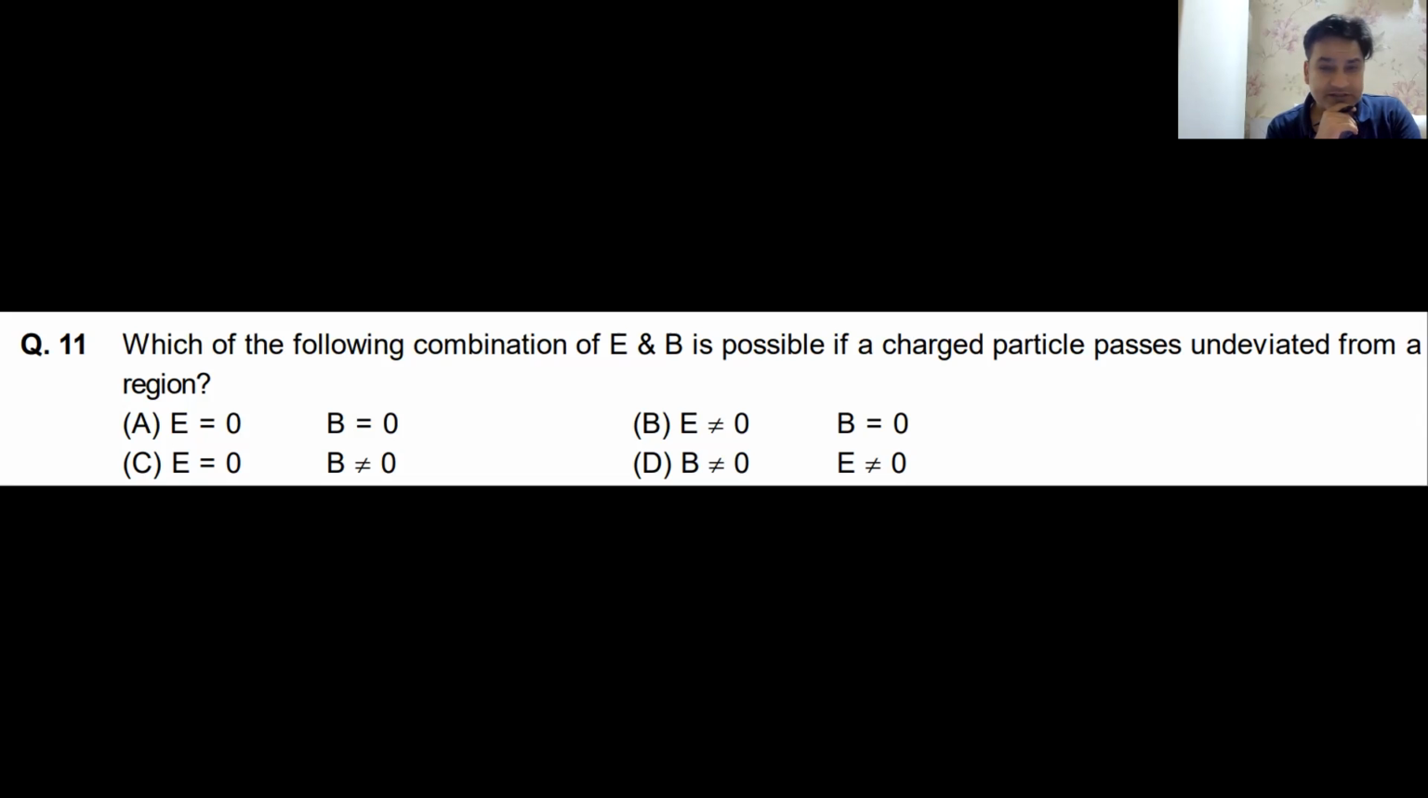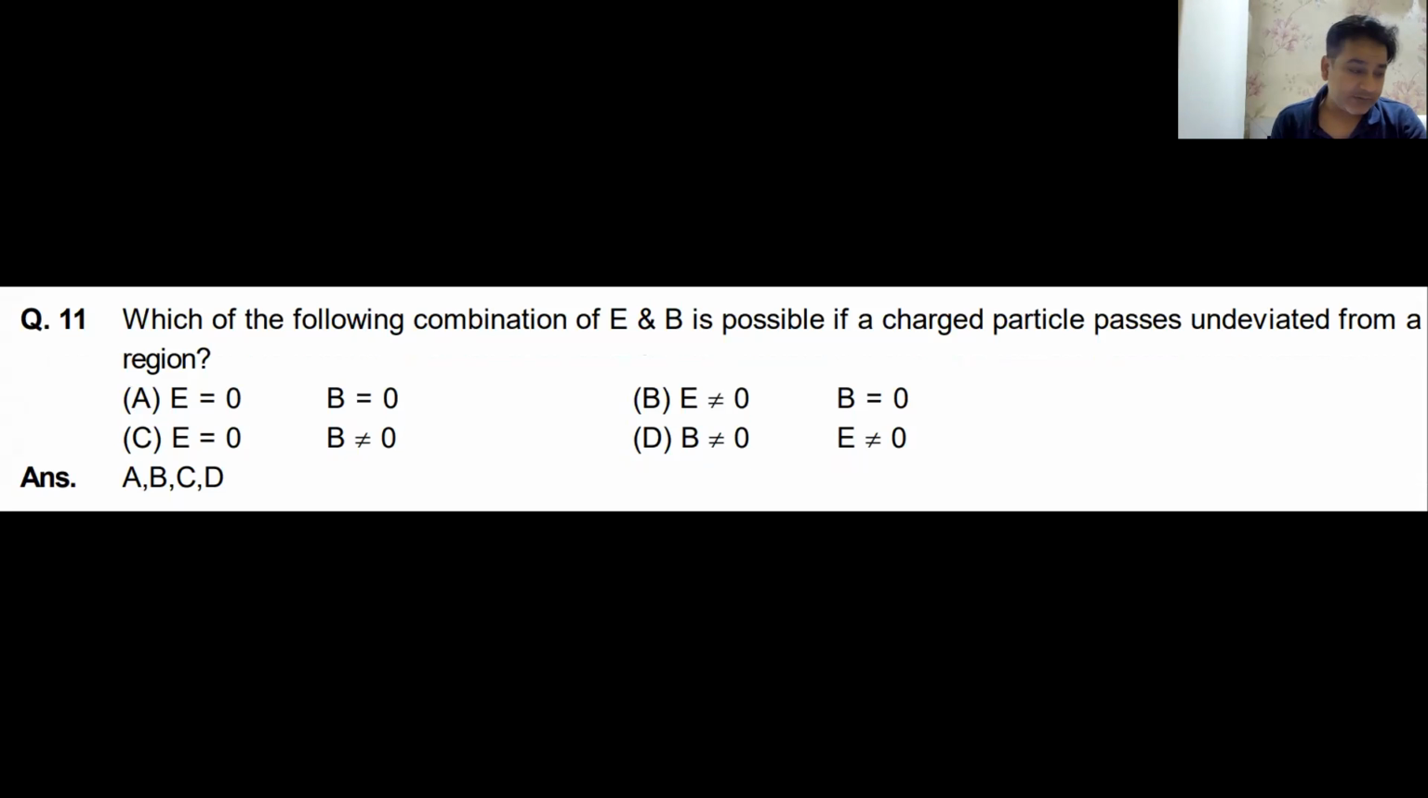Give it 2 minutes and think about it. Okay, and that is the correct answer: 1, 2, 3, 4. All the options are possible for a particle to pass undeviated. You understand this? I hope you have got the correct answers. You understand the logic behind it.